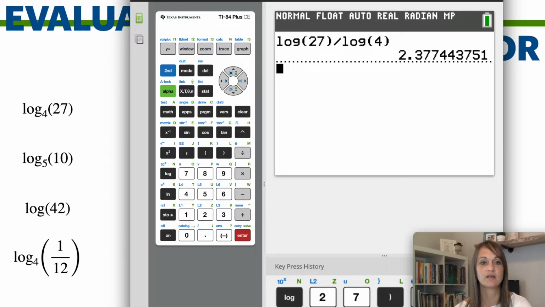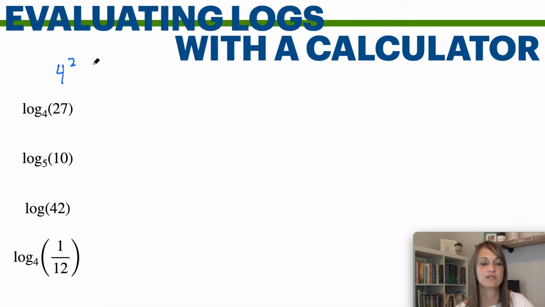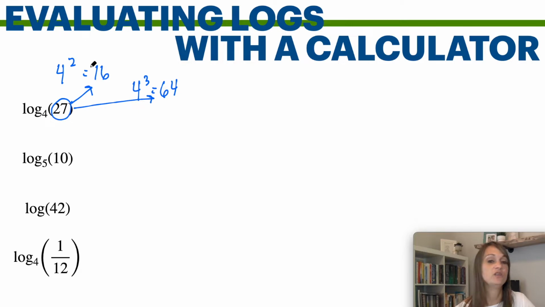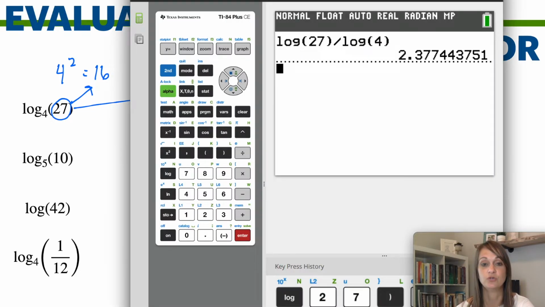Which should work out nicely if you think about the fact that 4 to the second power gives you 16, and 4 to the third power gives you 64. So you know that 27 happens in between 16 and 64, so you know the answer has to be between 2 and 3. Now obviously 27 is closer to 16, and so that's why your answer should be a number that is closer to 2, which is 2.377.